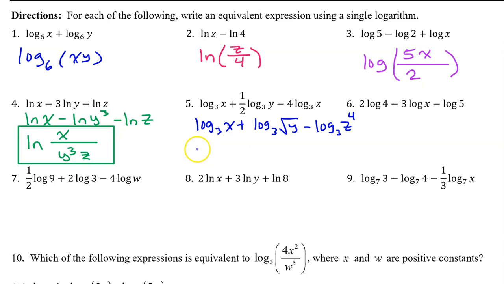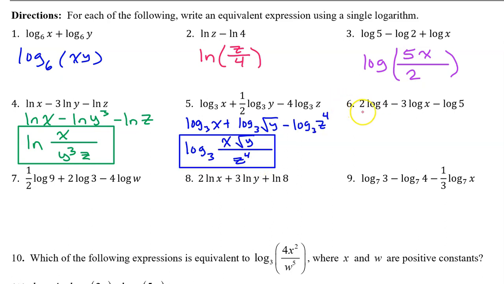Now we can write a single log. The log base 3 of a quotient. The first term was positive, so the x goes in the numerator. Middle term positive, so square root of y in the numerator. 3rd term negative, so z to the 4th power goes in the denominator.